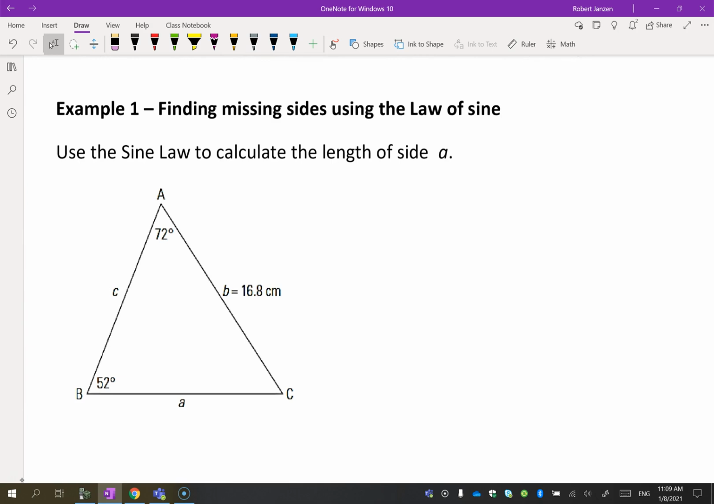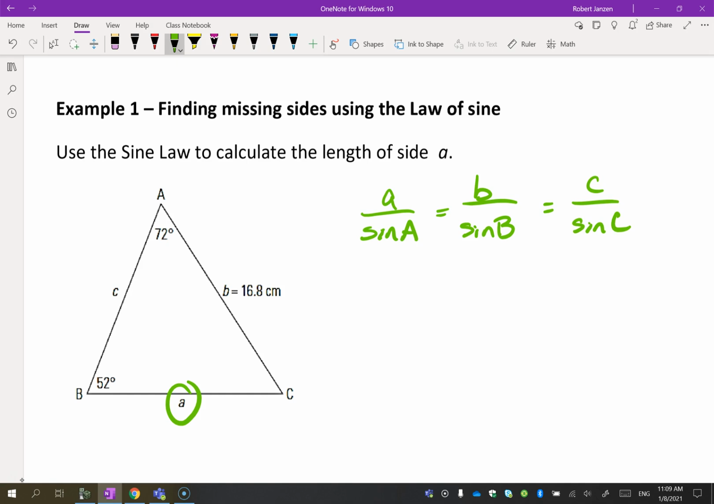It says use sine law to calculate side A, this. So let's start by writing out the sine law. Now you notice I wrote the side on the top. It doesn't matter that you do that. The only reason I wrote it on top is because that's what we were asked to find, so I just wrote it first. Okay? So we're supposed to find side A, so we have to use this ratio. I can see that angle A is 72. Remember that a side and its angle are always opposite from each other.